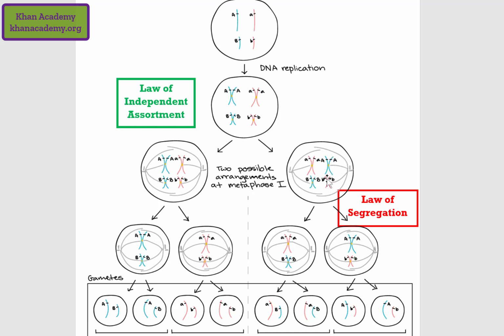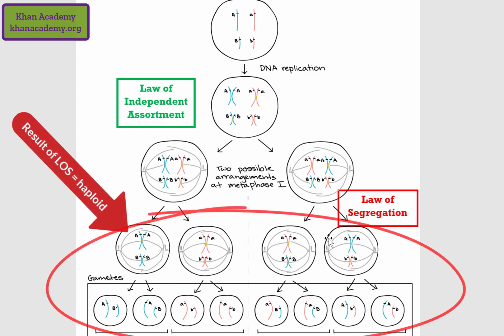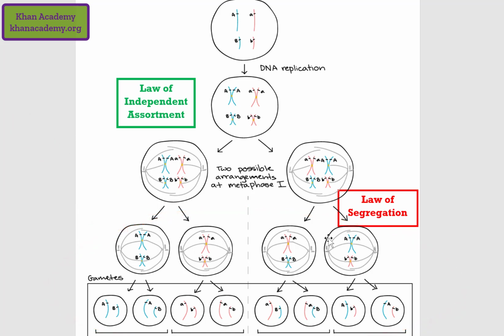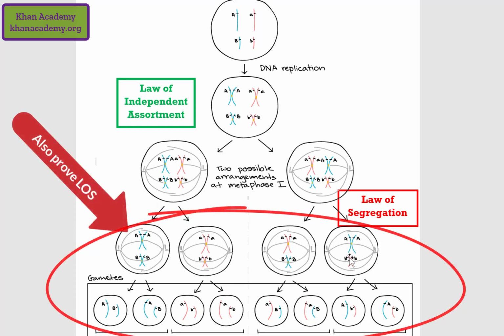We have a diploid cell here. Now they are haploid. The law of segregation explains haploid cells resulting from anaphase 1. If you wanted to prove that the law of segregation occurs, then you would want to prove that the homologous pairs are segregated. They are separated. They are in completely different cells. They're not a homologous pair anymore.